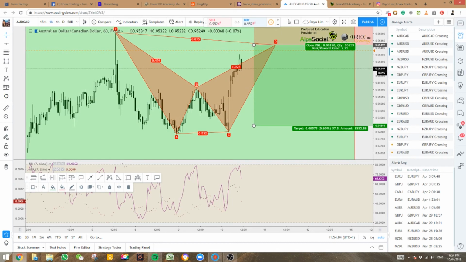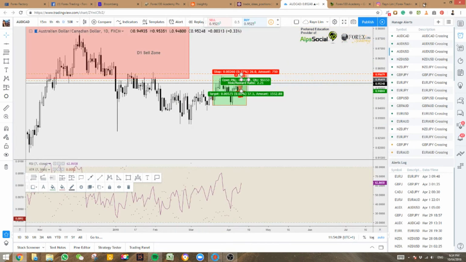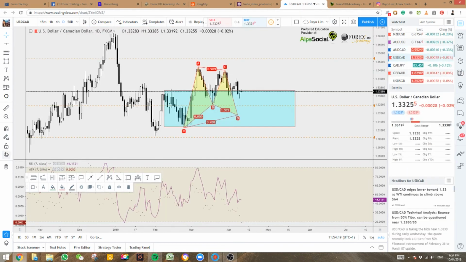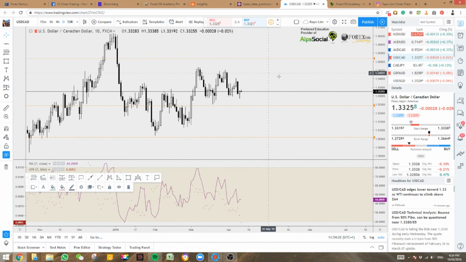So very good setup over here. Alright, so I'll be posting this up. Australia Cat. Very great opportunity. Couple of currency more and we are going to call it a day. 3 more to go. Let us head to the daily chart on dollar CAD.